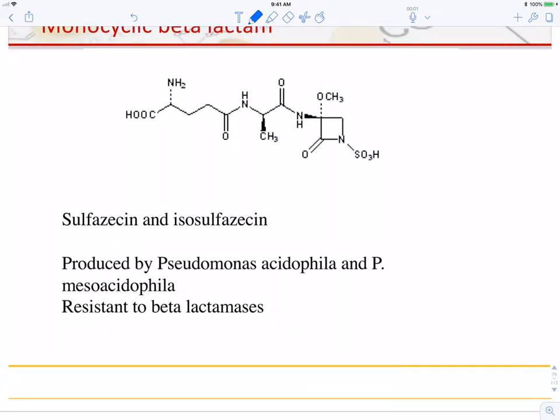Okay, so with that, we pretty much covered beta-lactam antibiotics, and in the next video, we'll cover antibiotics that also act on the cell wall by a different mechanism.